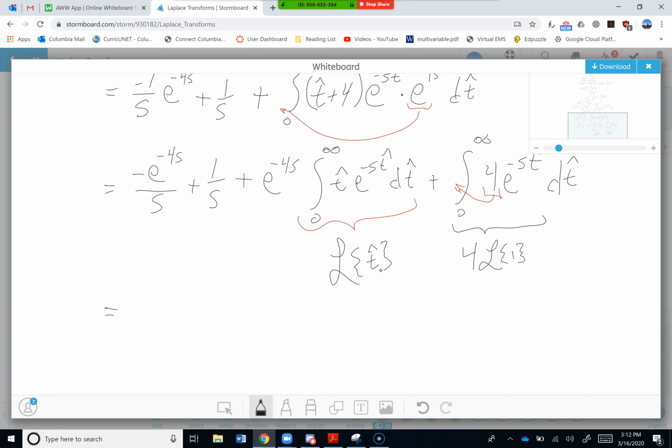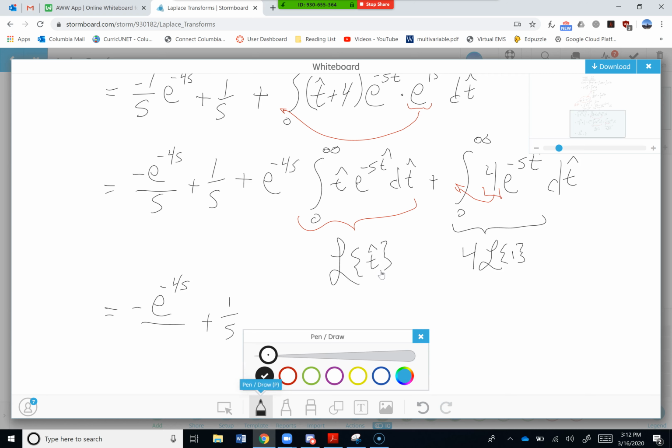All right, so I'm going to get minus e to the minus 4s over s plus 1 over s. Oh, for God's sake. All right, we're going to learn some hotkeys eventually. E for eraser and S for pen.